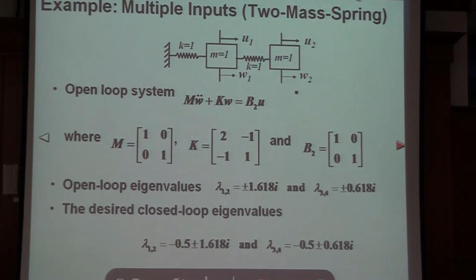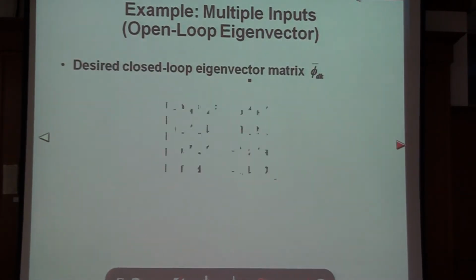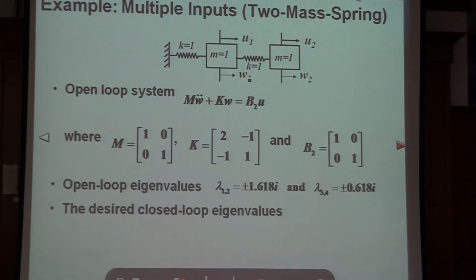And this minus 0.5 is arbitrarily chosen. Just for example, there's no reason to choose minus 0.5. You can choose any value. I gave you different values already in your homework. But that's multiple input. Right, let me go back. Right, this is multiple input.